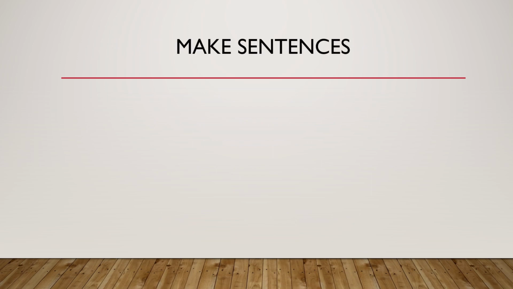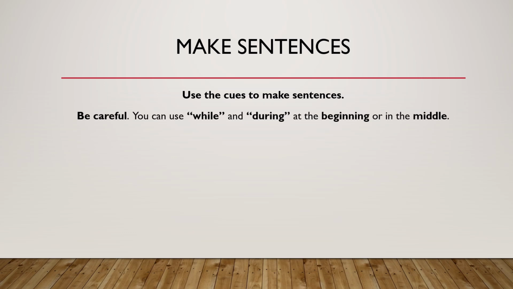Make sentences. Use the cues to make sentences. Be careful. You can use while and during at the beginning or in the middle. There might be more than one way to make a sentence. Let's check the first cues. The party. Bob drank too much wine. Think about it. Try to make some sentences. How can you join this information?